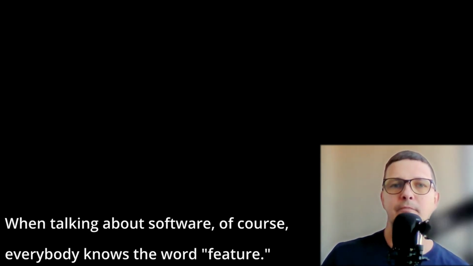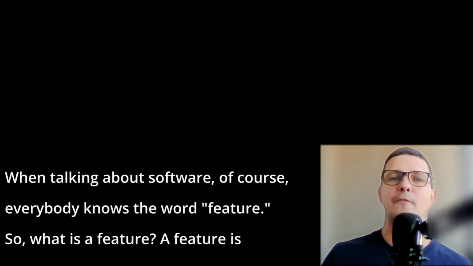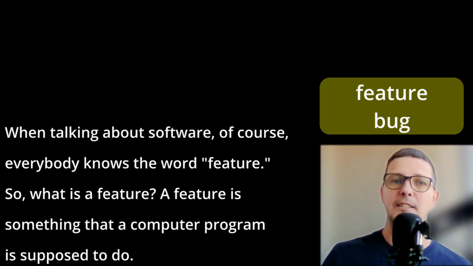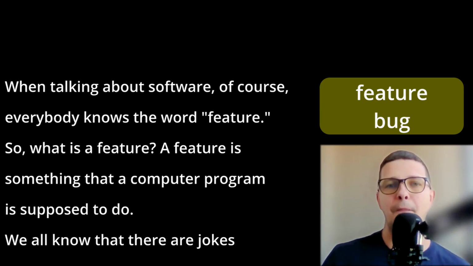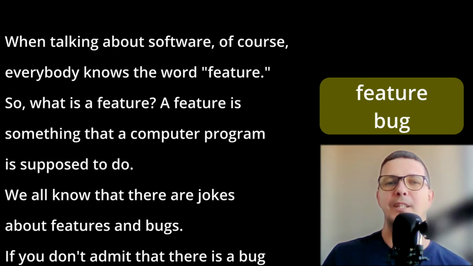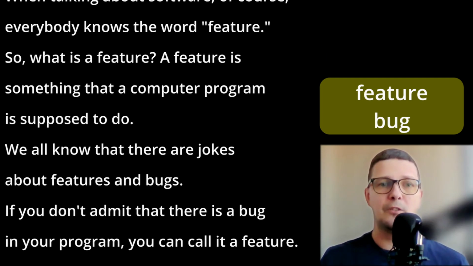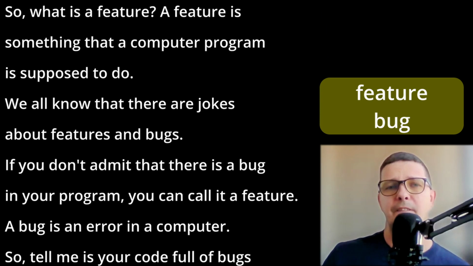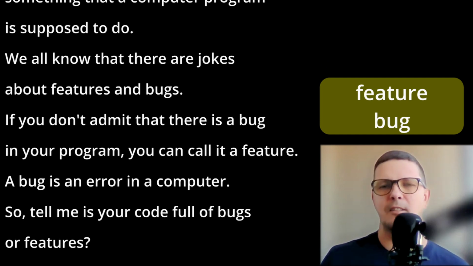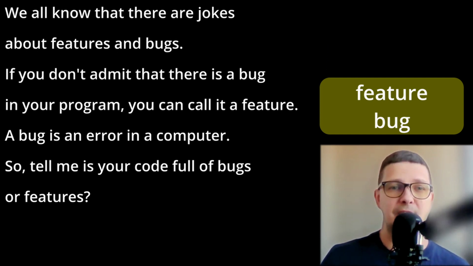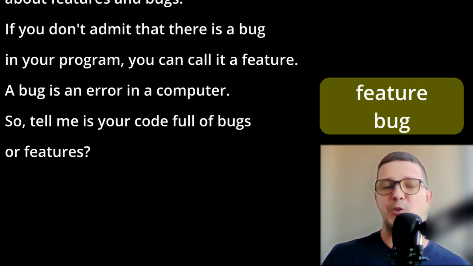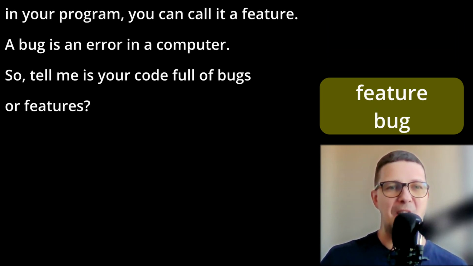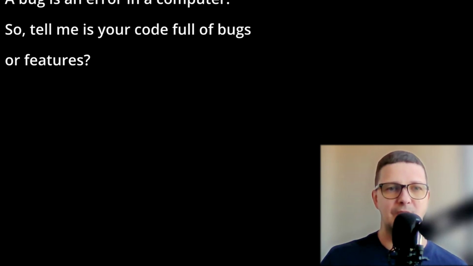Let's move on. When talking about software, of course, everybody knows the word feature. So, what is a feature? A feature is something that a computer program is supposed to do. We all know that there are jokes about features and bugs. If you don't admit that there is a bug in your program, you can call it a feature. A bug is an error in a computer. So, tell me, is your code full of bugs or features?